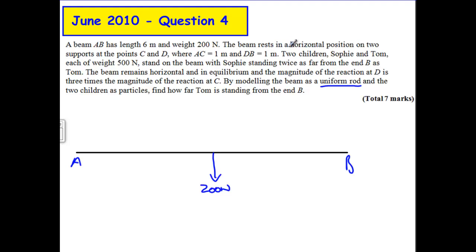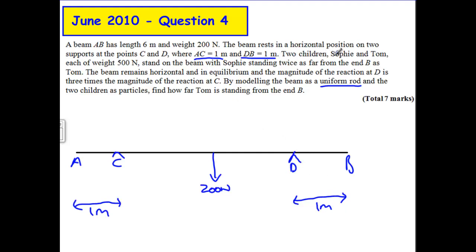Reading on, the beam rests in a horizontal position on two supports at points C and D, where AC is 1 meter and DB is 1 meter. So that means the distance from A to C is 1 meter. So I'm going to draw C underneath a little pivot, and that's 1 meter. And the distance from D to B is also 1 meter. So I'm going to draw another pivot towards the right hand side of the rod. Label this D, and again this is 1 meter.